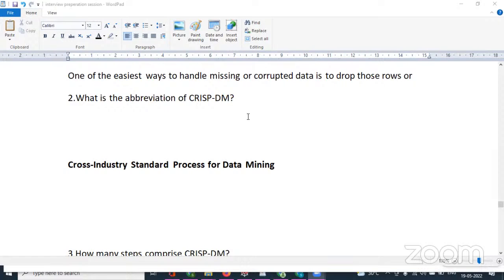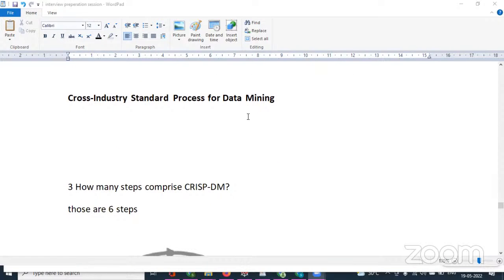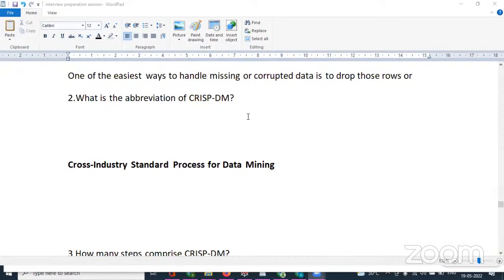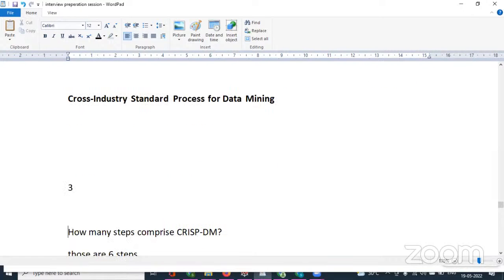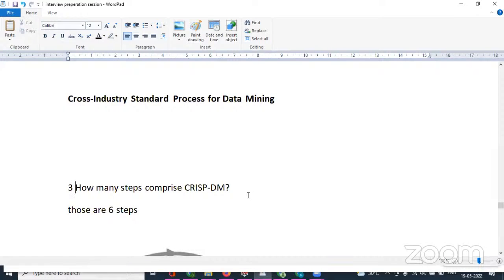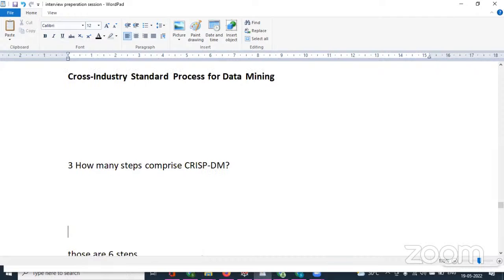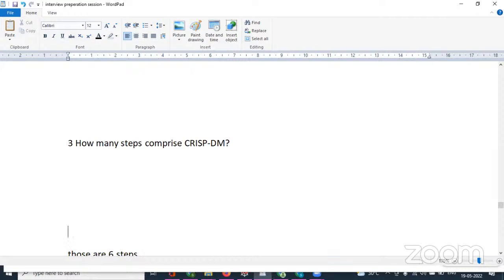And the very next question, how many steps do we have in CRISP-DM and what are those? I've already shown you how many steps we have. You have to tell what are those steps. Yeah, Vaibhav, Cross-Industry Standard Process for Data Mining. Yeah, that is absolutely right.